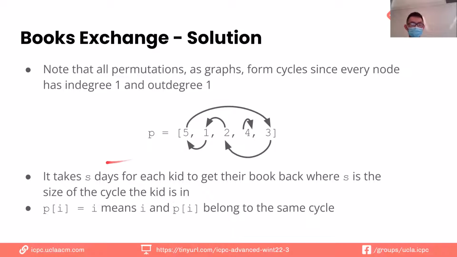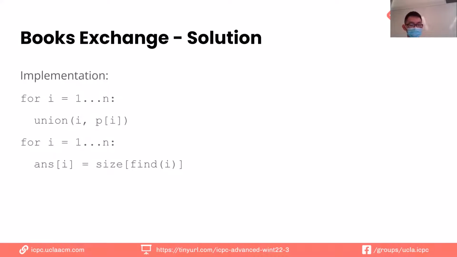And then if P of I equals I, so if kid I gives his book to kid P of I, then they're in the same cycle. So with these observations, we can come up with a DSU solution. So for each I, we union I and P of I, because they're in the same cycle. And then the answer for each I is just the size of their set. So does that make sense to everyone?